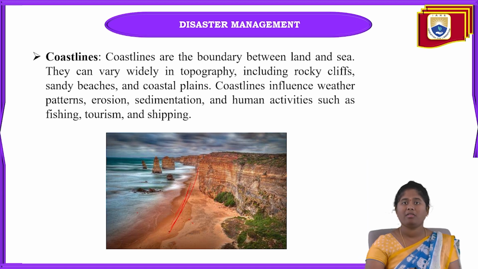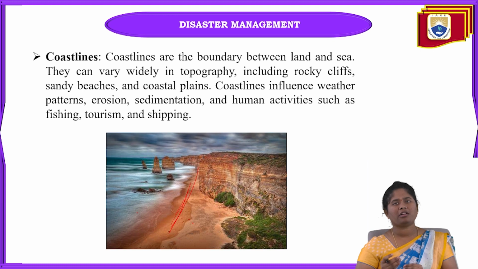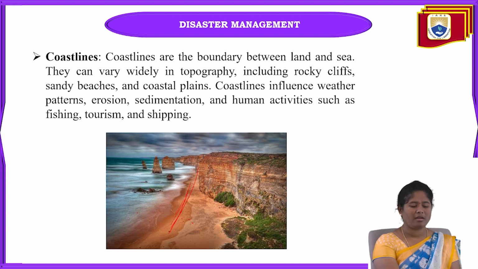And these coastlines vary widely, and they impact the climatic conditions and the atmospheric conditions, which leads to hazards like that. Mainly this coastline can vary widely in topography. That will include rocky cliffs, sandy beaches and coastal plains. Due to this, they will directly influence the weather patterns, and erosion and sedimentation are going to happen, and some human activities like fishing, tourism, shipping, these are all the human activities.